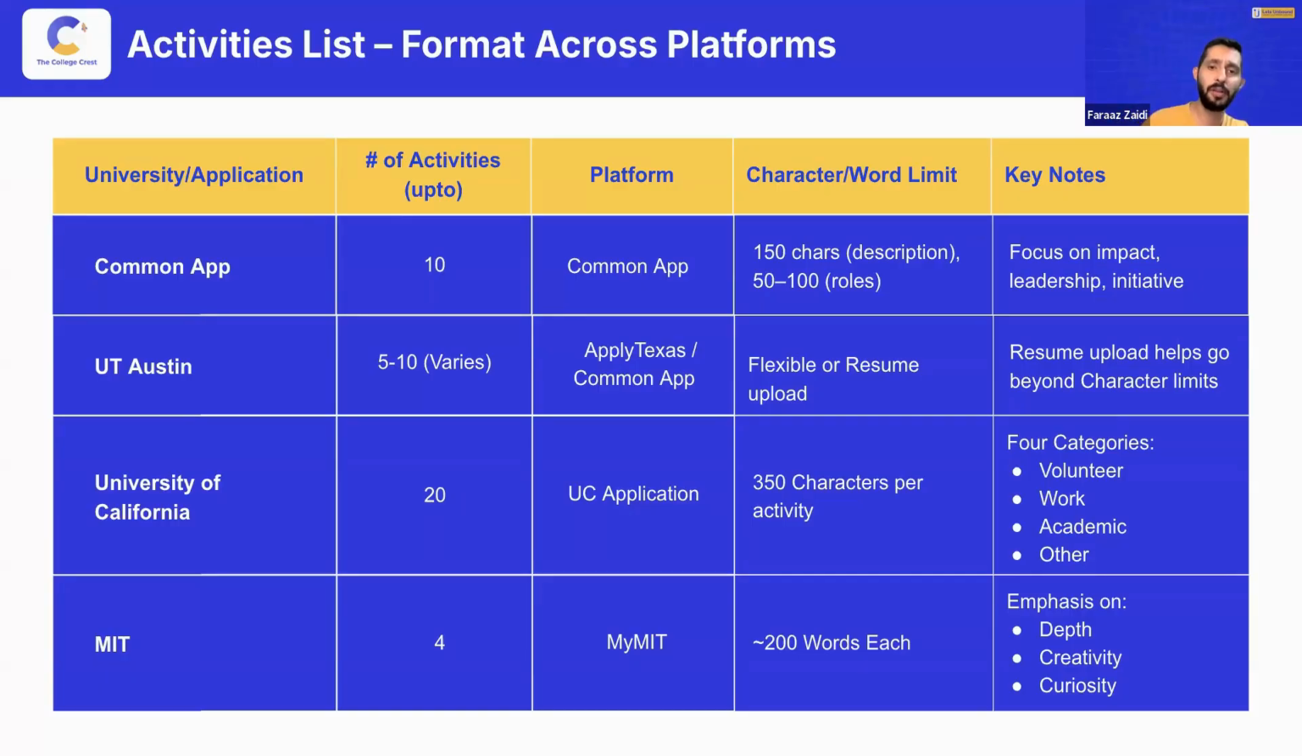Now, next up is the University of California, the UC system. This is where it's extremely different. They don't use the Common Application platform. Instead, they've got their own application that allows you to put up to 20 activities, but divided into four very specific categories. You have volunteering, paid work, academic enrichment, and then other activities. Each entry gives you 350 characters. So you have more space than the Common App, and many more activities to showcase in your UC activity list.